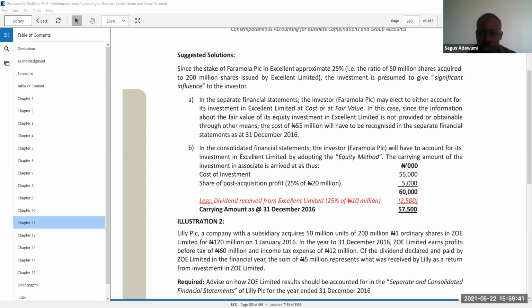Yes, in addition to what she has said, we've already been given the dividend of 5 million. So out of the dividend declared, any other person?